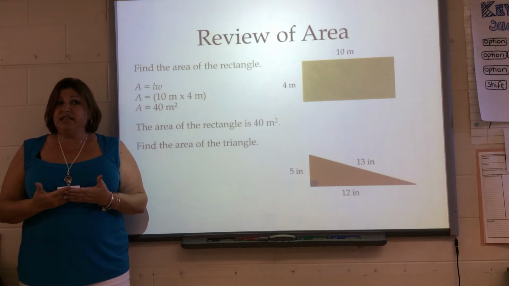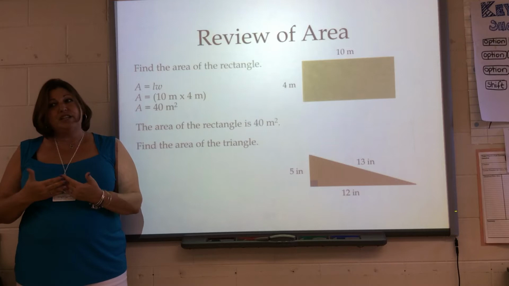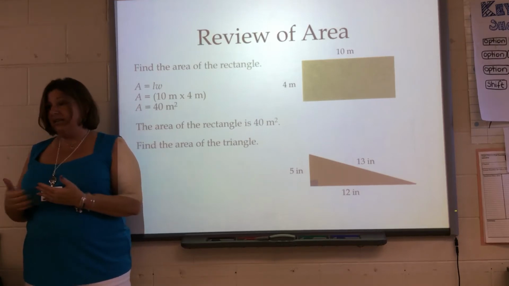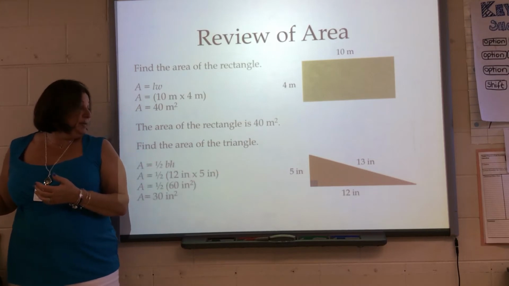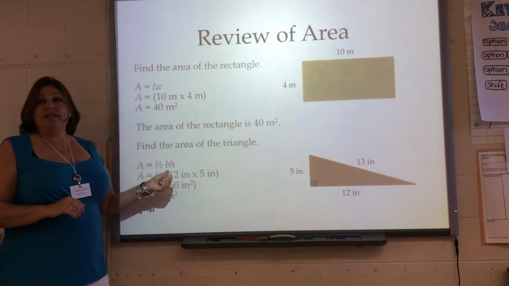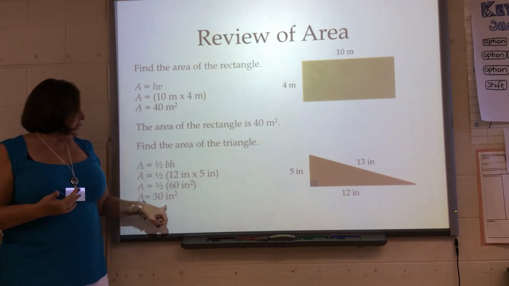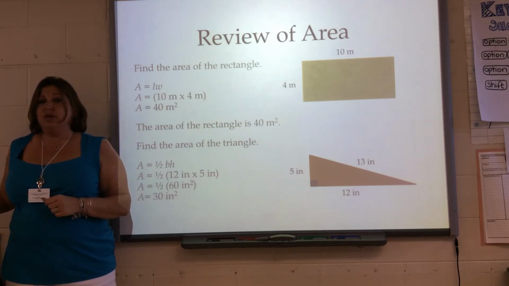Well, if I find the area, 5 times 12, I get 60, but then you have to go back and remember I only wanted half of that rectangle, just a triangle. So that's why our formula is 1/2 the base times height, because it's half of a rectangle. So I would wind up with 30 inches squared.